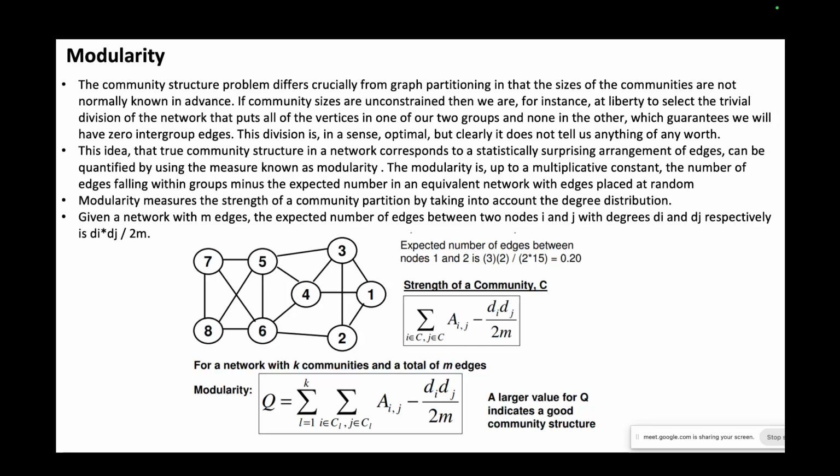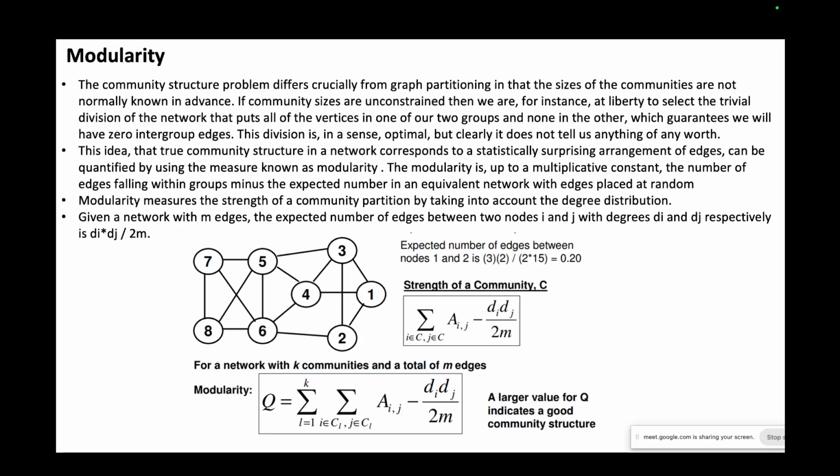The modularity is, up to a multiplicative constant, the number of edges falling within groups minus the expected number of edges in an equivalent network with edges placed at random. So the idea is, say you have 10 nodes in your network and you have certain connections between these 10 nodes. Now after you partition, the modularity will measure the strength of the partition by taking into account this degree distribution.